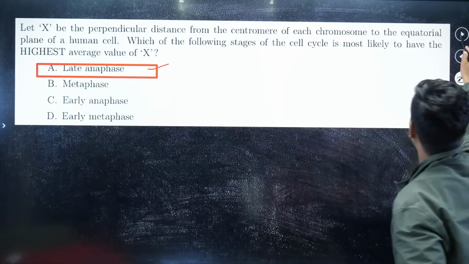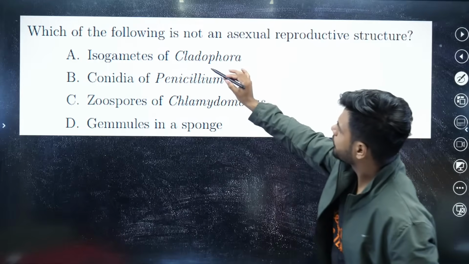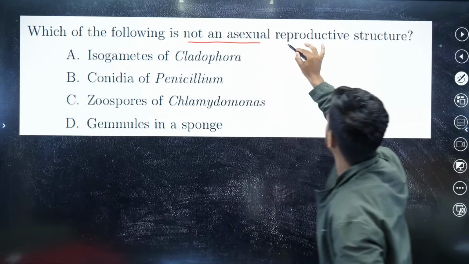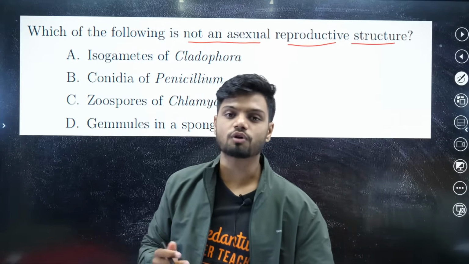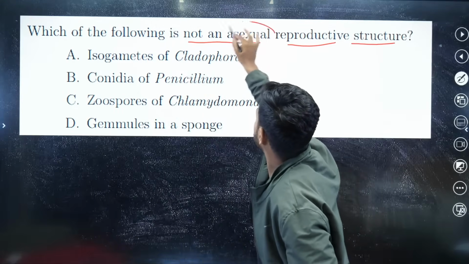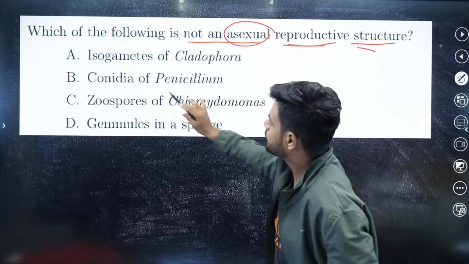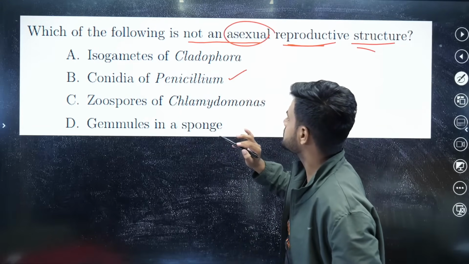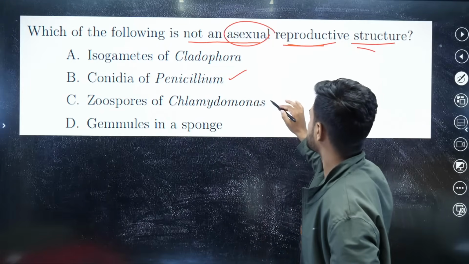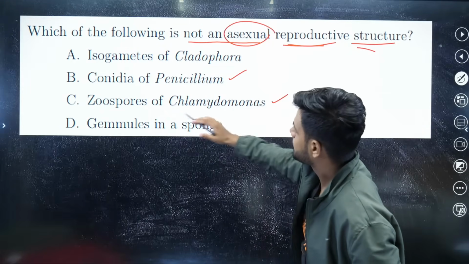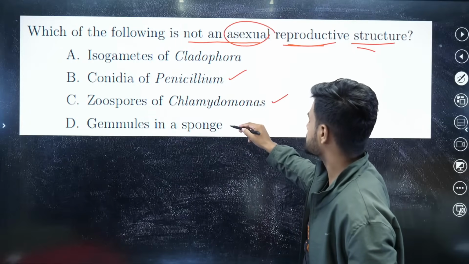Okay, late anaphase. Now, which of the following is not an asexual reproductive structure? This is a very easy question. They're asking you which is not an asexual reproductive structure. So we know conidia of Penicillium is asexual. Zoospores of Chlamydomonas are asexual. Gemmules in sponges are asexual.